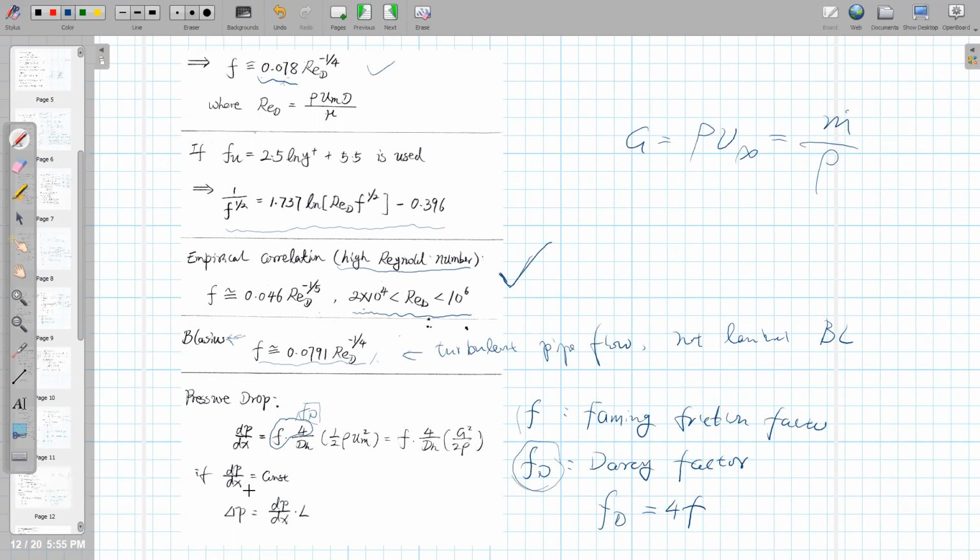And if this dP/dx is a constant through the pipe, the overall pressure drop for the whole pipe can be just calculated as dP/dx times the length of the pipe. So this is how the friction factor is determined for fully developed turbulent flow. And again, just want to remind you what we have for the laminar case. For laminar, F is just equal to 16 over Reynolds number.